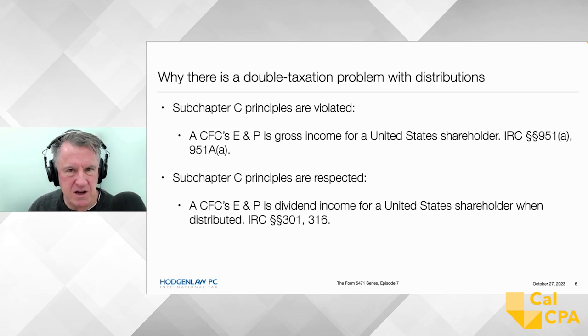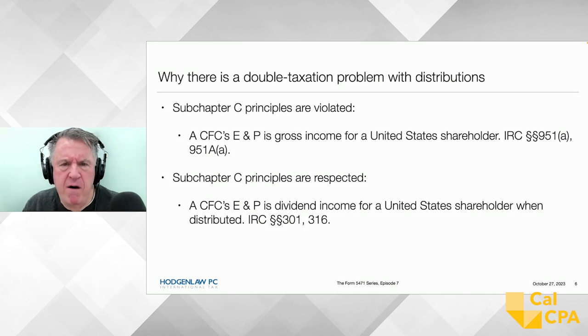Subchapter C is the section of the code that says this is how corporations and their shareholders are going to be taxed. And the general principle is a corporation is its own thing. It pays its own tax on its own income. And the shareholder has income only if and when there is a dividend distribution upstream, so a distribution from earnings and profits to the shareholder, and that's what causes the shareholder level income tax liability in the form of dividend income.